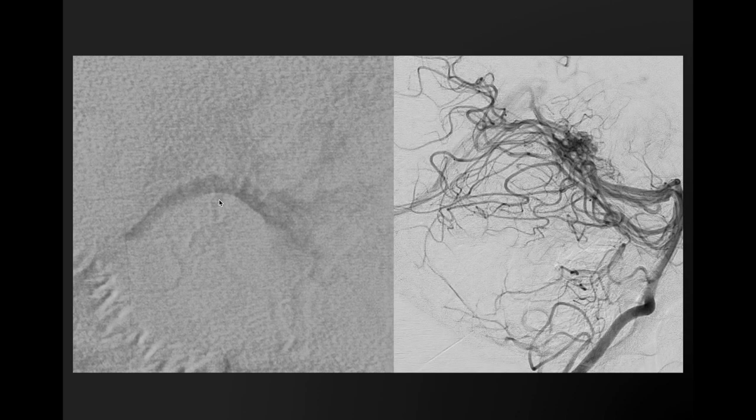Here's a patient of ours that had this little hemorrhage right here, and you can see that there's this vein coming out. We didn't see anything on the initial angiogram except for a DVA in the territory of that bleed, and then on follow-up the patient developed this arteriovenous malformation.